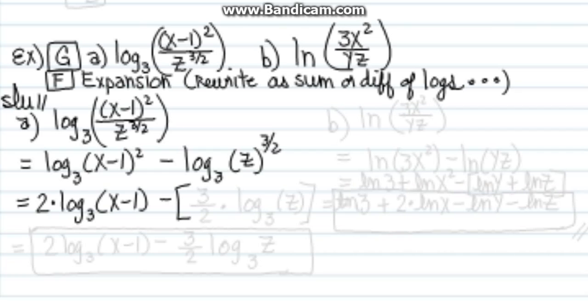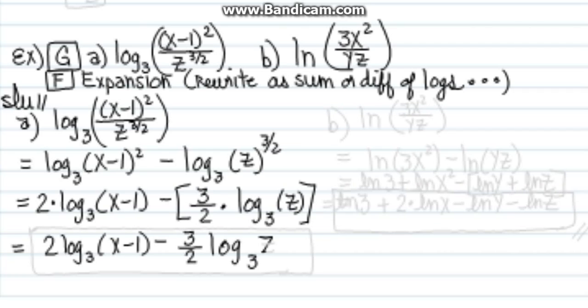I'll bring the 3 halves exponent out in front using the rules of logarithms, times log base 3 of the number z. And now I really don't need that bracket, and I can write my answer as 2 log base 3 of the parenthesis x minus 1, don't lose the parenthesis, minus 3 halves times log base 3 of z. Without the parenthesis, you have a completely different answer, and it's wrong.